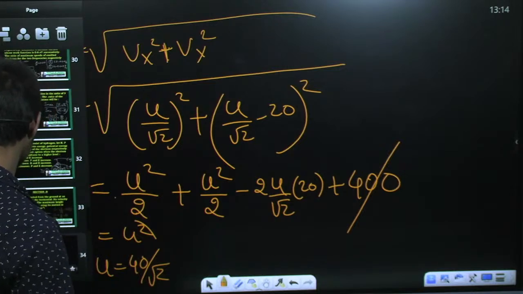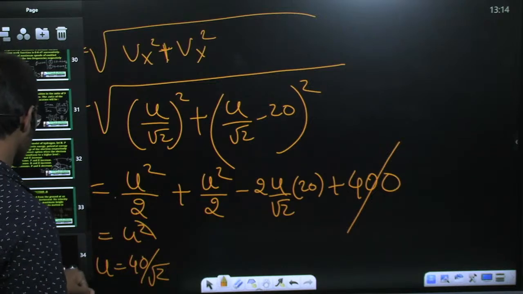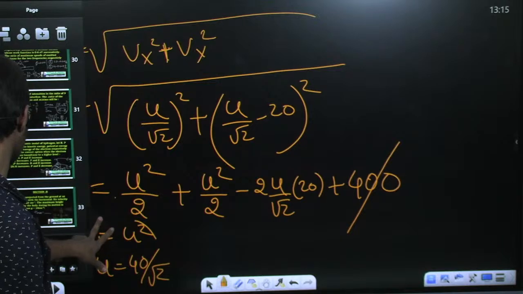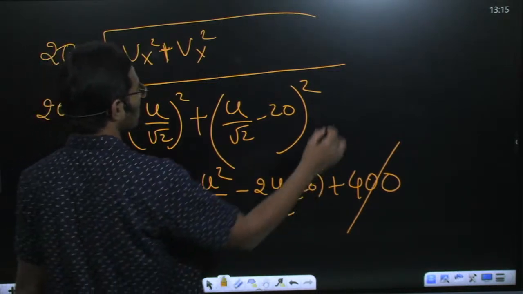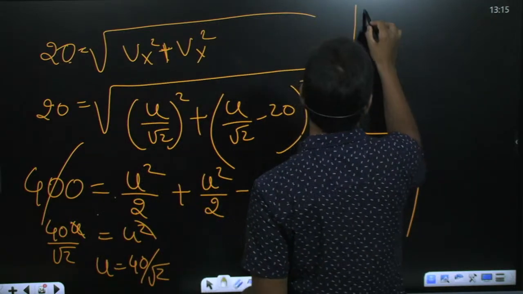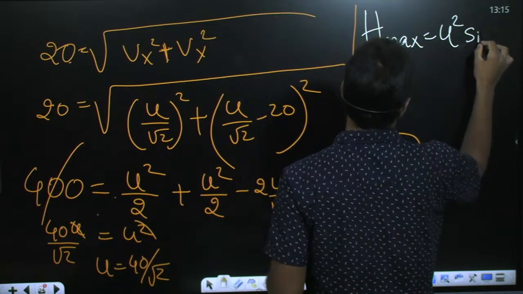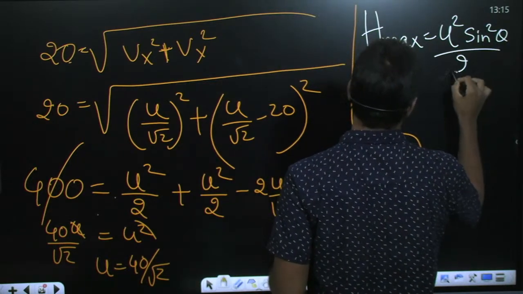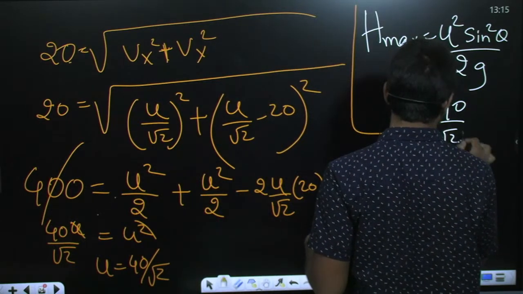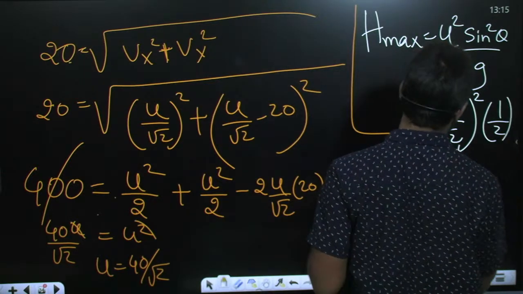What is being asked? The question is not velocity. He is asking the maximum height reached. So we got u, nothing but the initial velocity with which the body has been thrown. So h max is u square sin square theta by 2g. We got u as 40 by root 2, whole square, sin square theta is 1 by 2 for sin 45 by root 2, by 20.